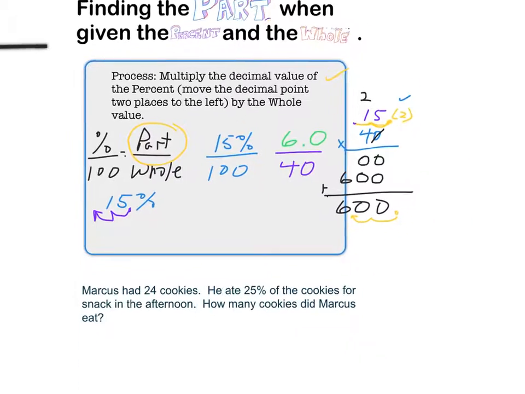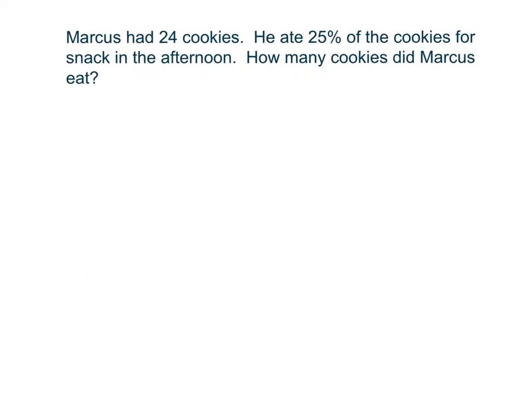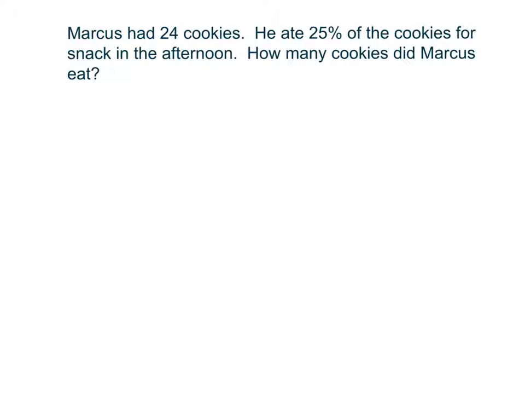Let's try a word problem real quick and see how we do. You have this too, so you can work along with me. Marcus had 24 cookies. He ate 25% of the cookies for snack in the afternoon. How many cookies did Marcus eat? Marcus was a bit hungry here. Well, a little bit. We'll see how hungry he was. Again, we always start with our percent over 100 equals the part over the whole. Let's fill in the information we have. We have the percent, and we had 24 cookies. We have a total, so I'm going to put the whole as 24.